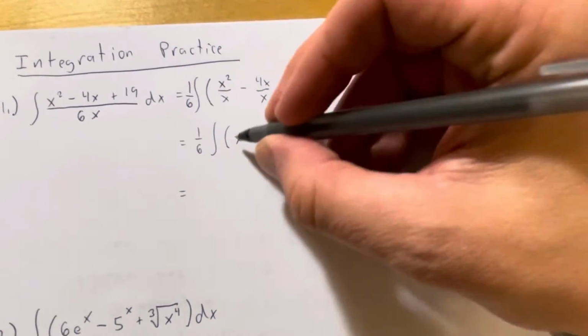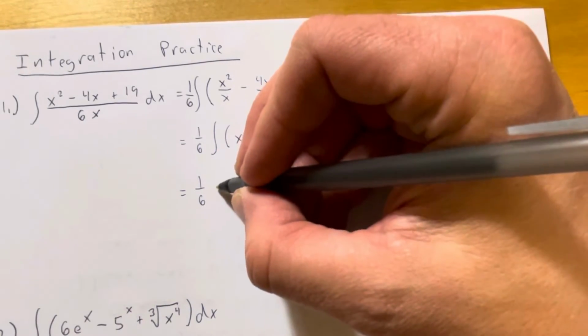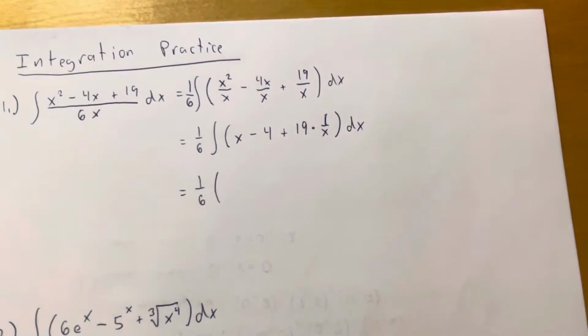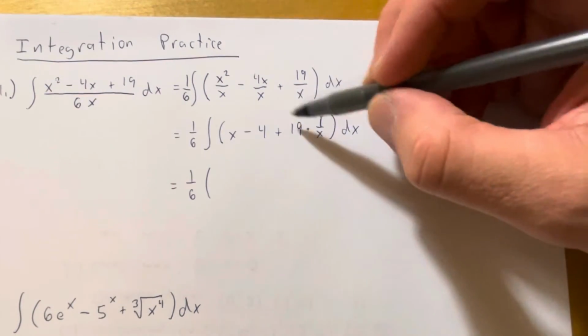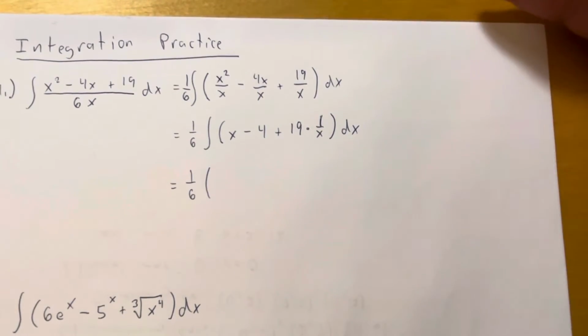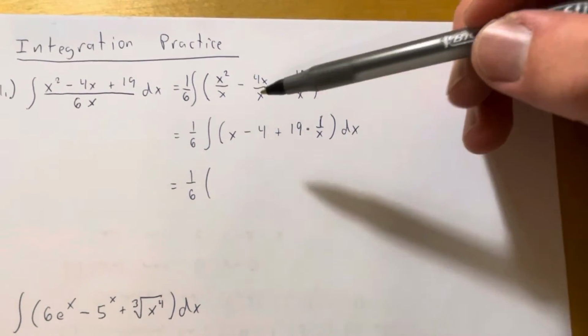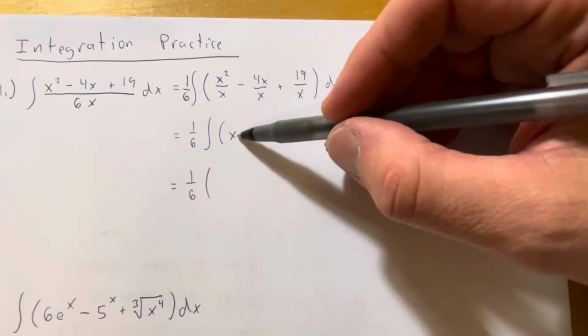But let's go through and find this antiderivative. I have this 1/6 here. One of the things that we learned in 4.1 is that if you have an integral of a sum or difference of functions, you can take that corresponding sum or difference of the integrals of those functions, meaning I can integrate this term by term. That's what that means. So what is the integral of x?